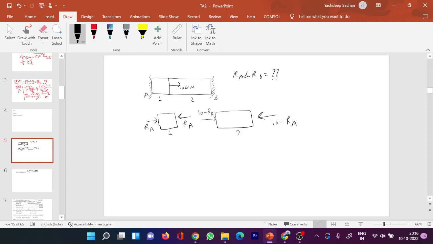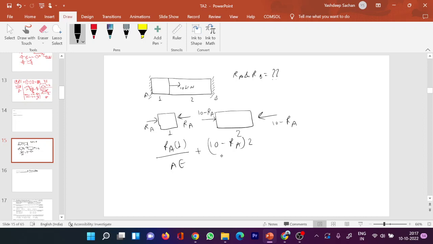It is the length of 1 and 2, and PL by AE. Both are the same material, so we can say AE, and these, plus 10 minus RA. So it will be 10 plus RA, because we are considering compressed.